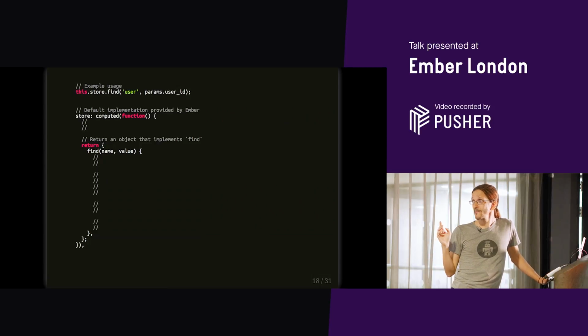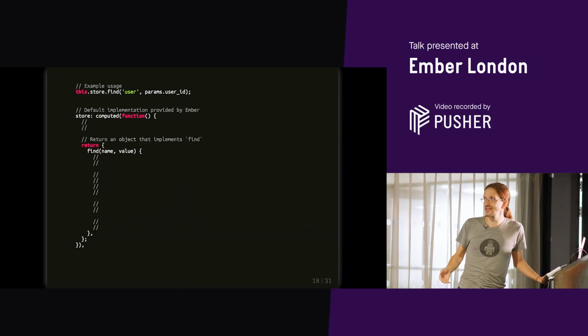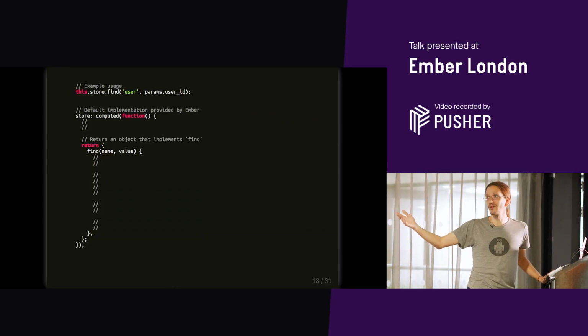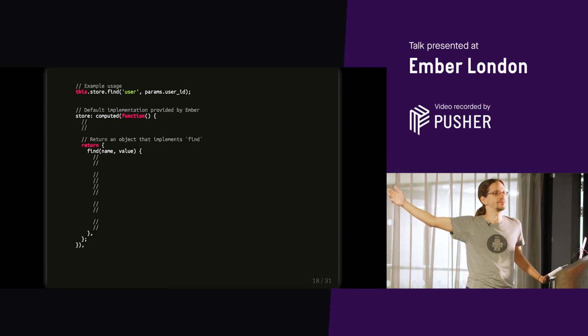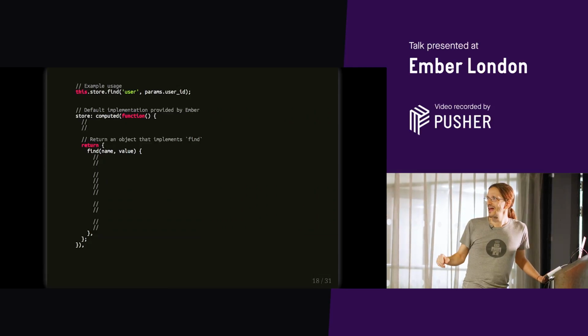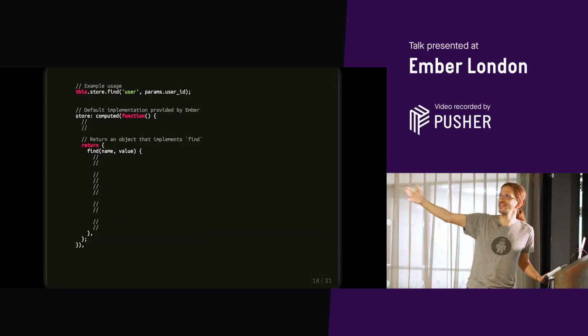So first, this route module that we all extend from when we create our own route modules has a computed property called store. Okay, so that is this.store. And it returns a POJO. It returns a plain old JavaScript object that implements find. Okay, so that is this.store.find. We got that far.